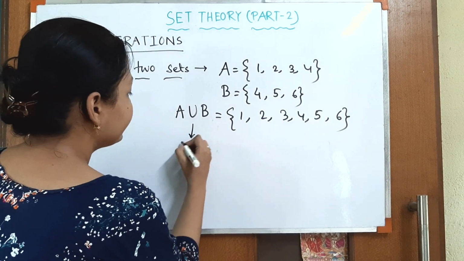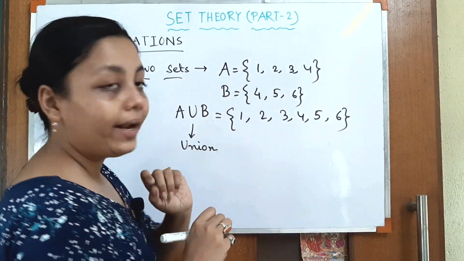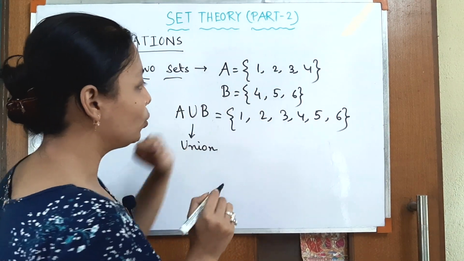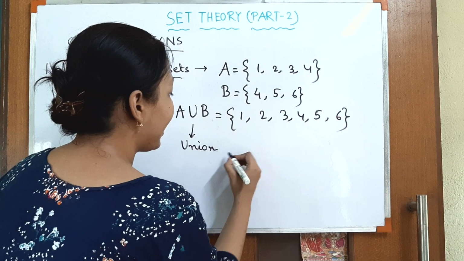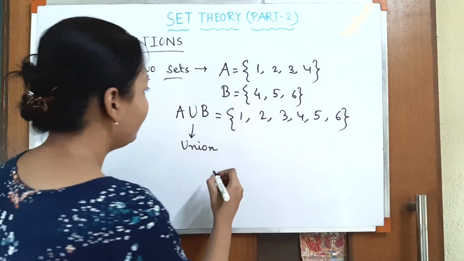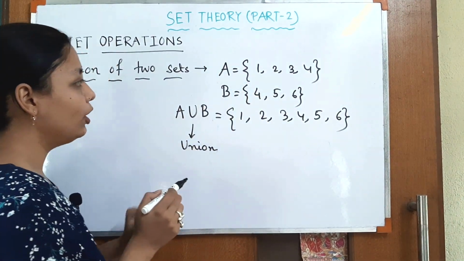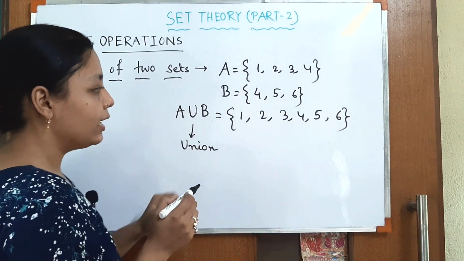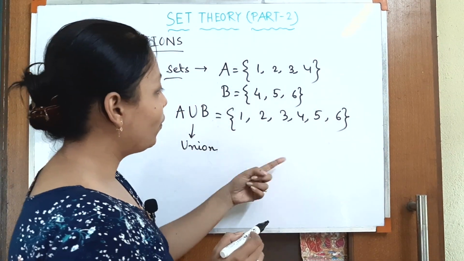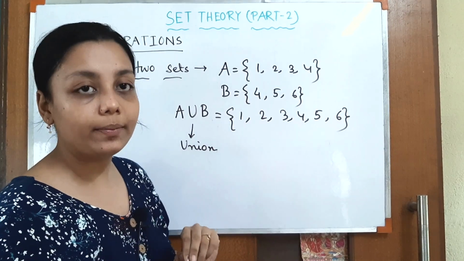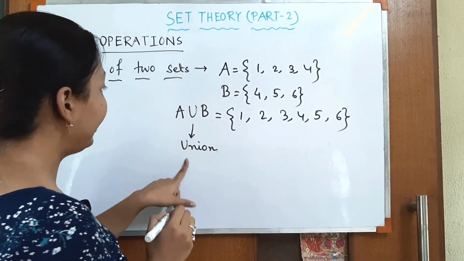This symbol is called union. It means, let us take one element, 2 or let us take one element, 4. 4 either belongs to A or belongs to B. If 4 either belongs to A or belongs to B, then we can write it as A union B. Since any set cannot contain the same element two times, here we cannot write 4 two times. So this is A union B.